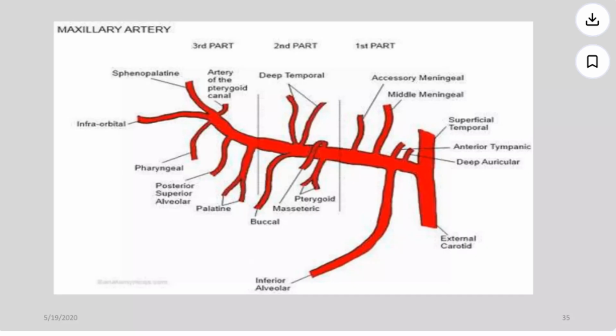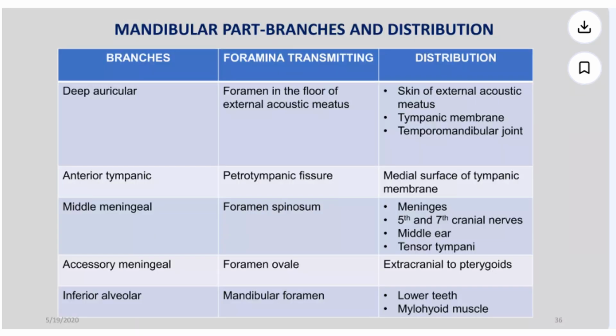Coming to the second part, which supplies the muscles of mastication: deep temporal artery, pterygoid artery, masseteric artery, and the buccal artery. Coming to the third part, we have the palatine artery, posterior superior alveolar artery, pharyngeal artery, infraorbital artery, sphenopalatine artery, and artery to the pterygoid canal. Going in depth into each branch of the maxillary artery, the first part, that is the mandibular part, has the first branch given as the deep auricular.